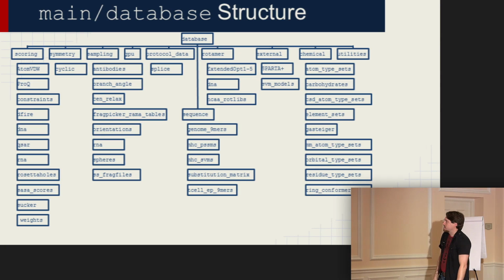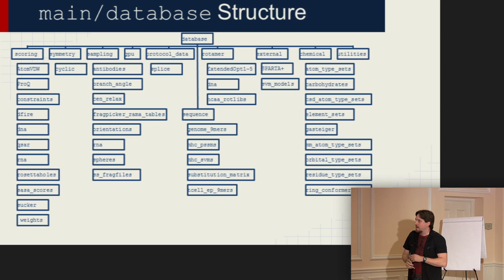The database structure is just a directory structure. There's a main database, and then underneath it you have all these main level directories: scoring, symmetry, chemical, rotamer, sequence. I'm not going to go through all of these because that would take a year. We're just going to focus on three directories that, from my point of view anyway, are pretty important, but there are a lot of other interesting ones here. If you're wondering where data is read from, you're going to find it somewhere in this directory hierarchy.